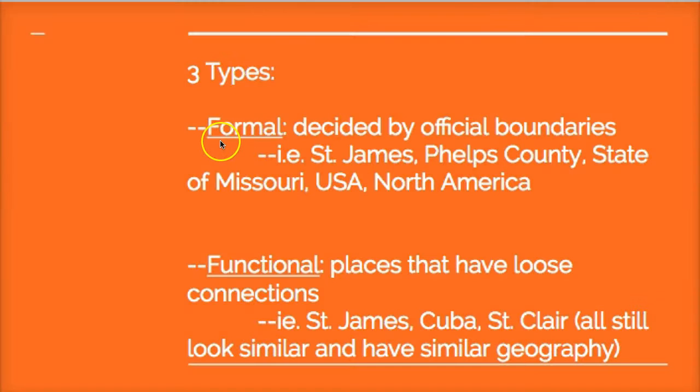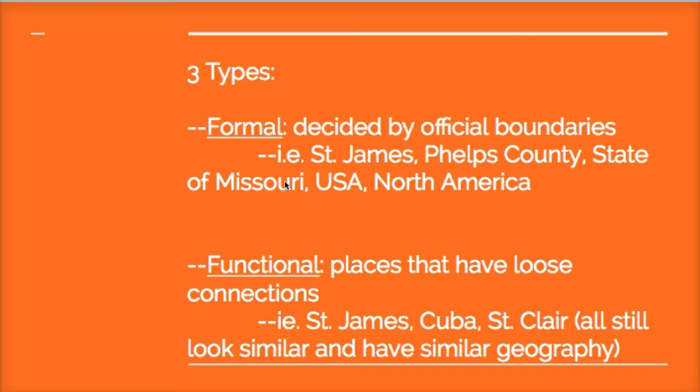So the first one you're going to start with is formal, and it is decided by official boundaries. So that's when I look on a map, I can easily see the lines that create that region. So the state of Missouri, there are lines drawn on a map of the United States that shows me where that region is.